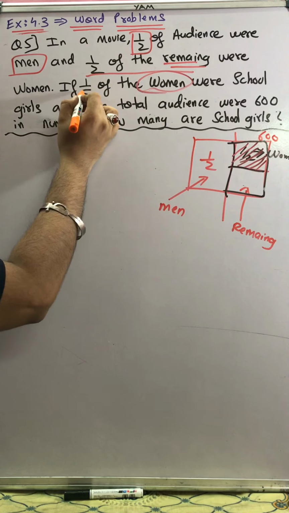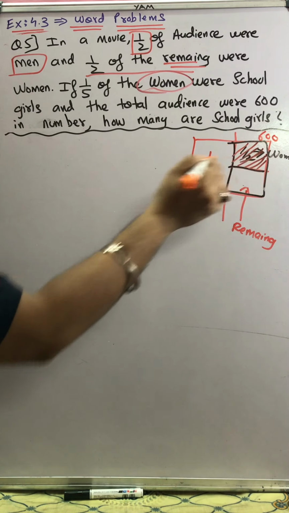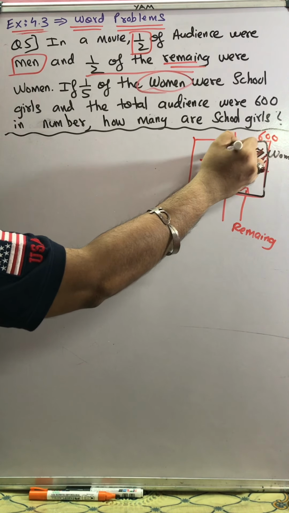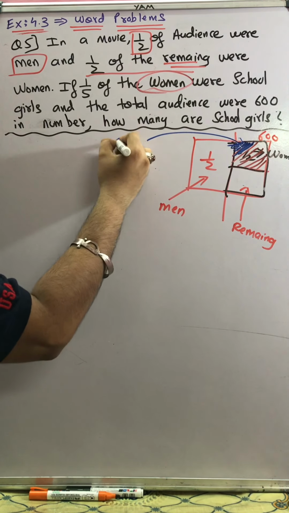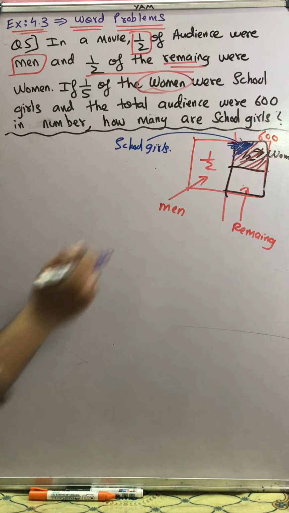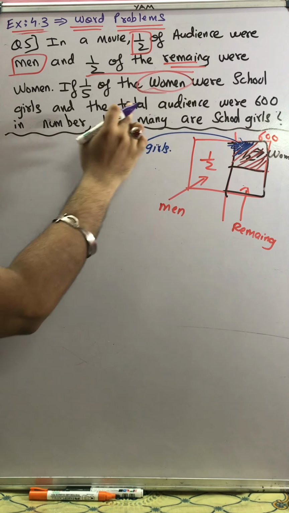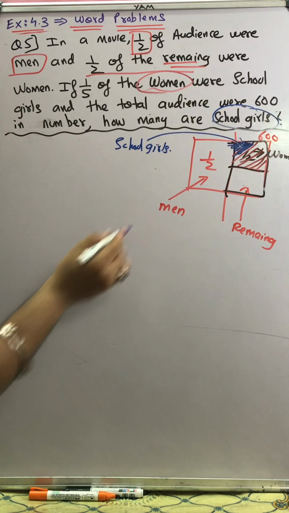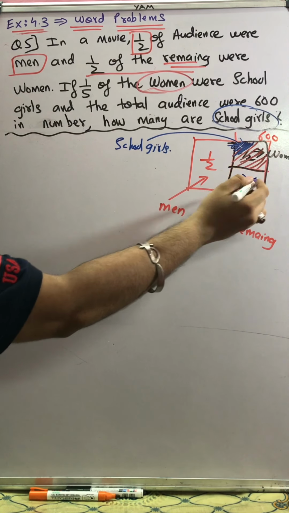From here, 1/5 of the women were schoolgirls. So out of this portion, there is a small portion, 1/5. See, I'm highlighting with blue color. This blue color are whom? Schoolgirls. They belong to the category of women. So 1/5 of the women were schoolgirls, and the total audience was 600. So how many are the schoolgirls? We need to find this blue color. There is no data given about these people.